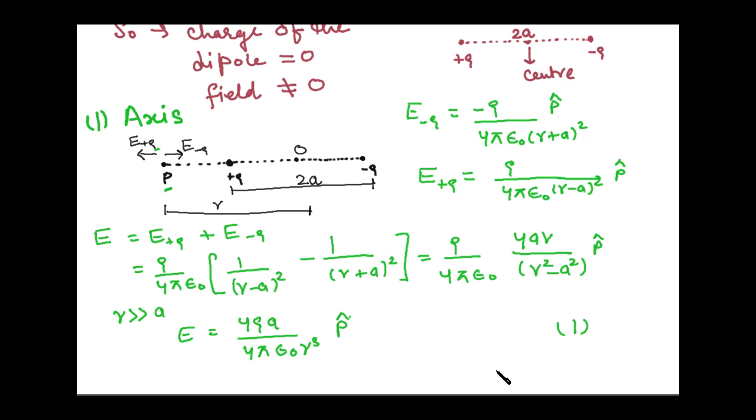Now from this equation we see that electric field of a dipole is proportional to 1 upon r cube instead of 1 upon r square, which is the case for a single point charge. This way you can distinguish between the electric field due to a single charge and a dipole.